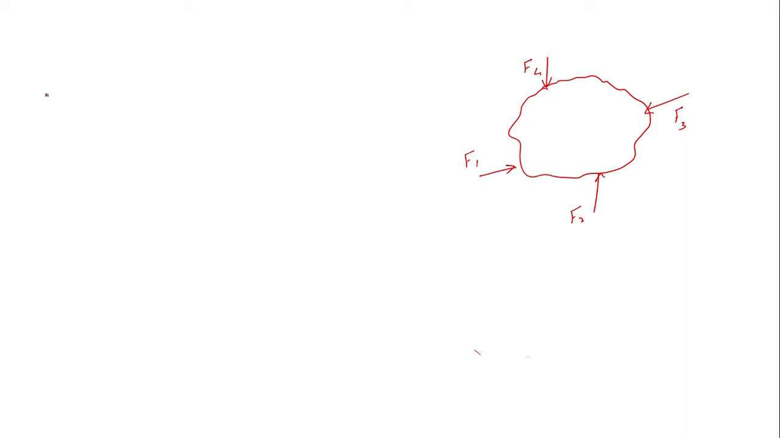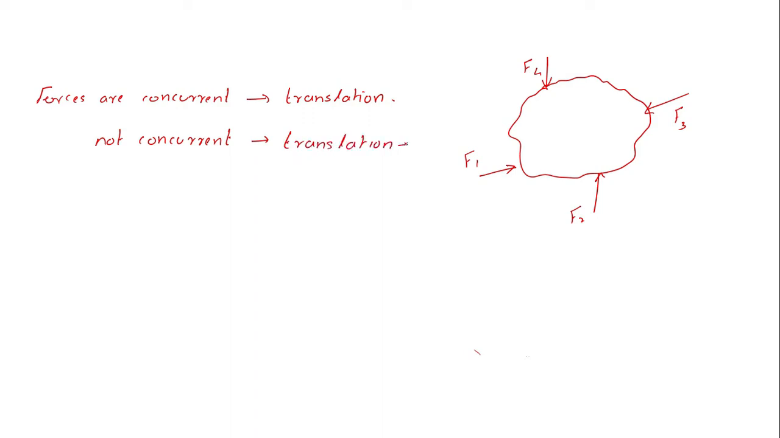Okay, if the corresponding forces are concurrent, then the corresponding rigid body will have only translational motion. In case the corresponding forces are not concurrent, in that case what happens is that the rigid body will have both translation plus rotation. Translation as well as rotation.